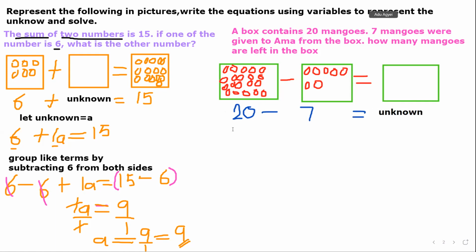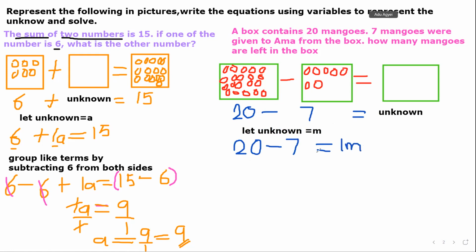Then we choose a letter to represent the unknown, okay? Let the unknown equal letter M, okay? Letter M here. Then let us write our equation. So our equation will be 20 minus 7 equal to the coefficient of M, which will be 1M, okay?